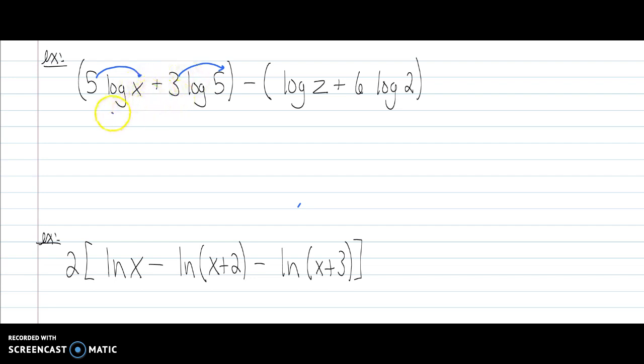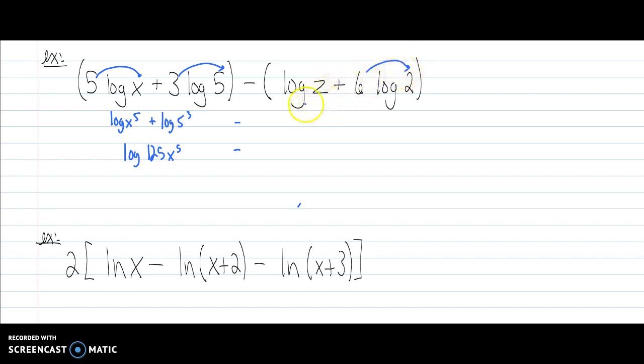They're going to multiply. So this is the log of x to the fifth plus the log of 5 to the third. 5 to the third power is 125. And to get these into one log together, again, the plus sign means to multiply, so it's log of 125 x to the fifth minus, and then if we condense these together, this 6 becomes an exponent.